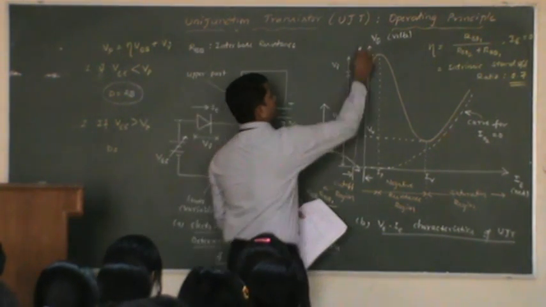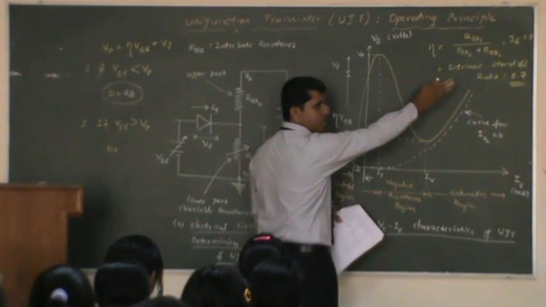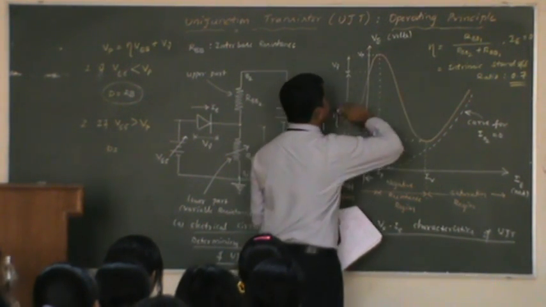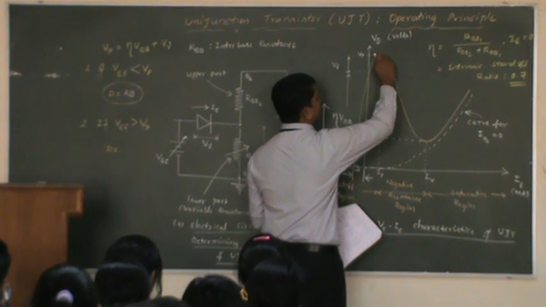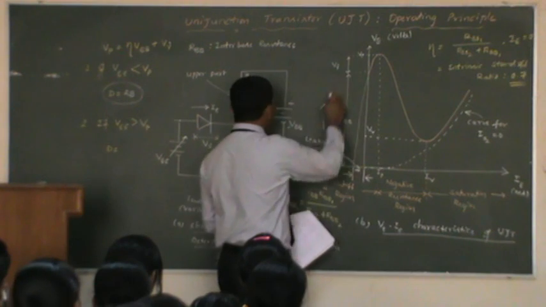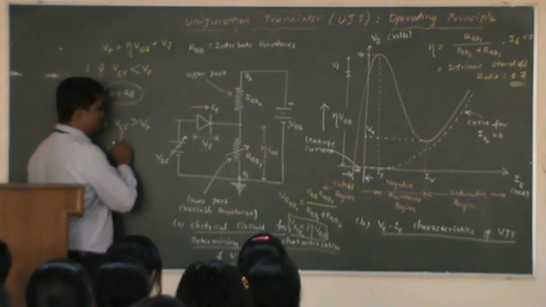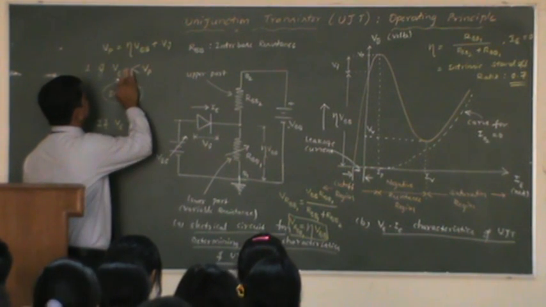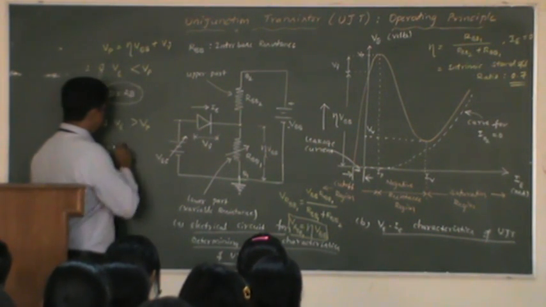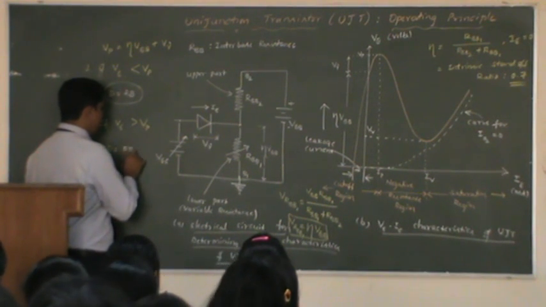When both are equal, you can see that at this point reverse saturation current has almost reached the positive quadrant, the first quadrant here. Let's now think about when emitter voltage is larger than the Vp, the condition we are analyzing now. Emitter voltage supply you can indicate simply as V. Emitter voltage is very much larger than Vp, so the diode will be forward biased.